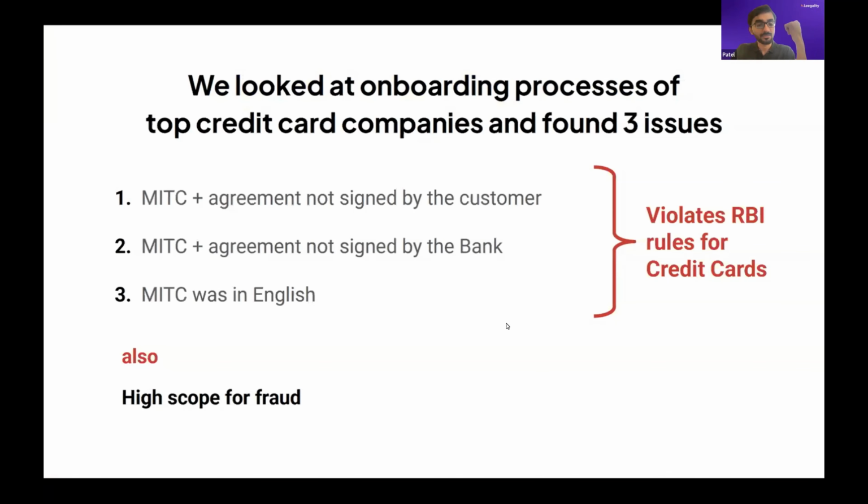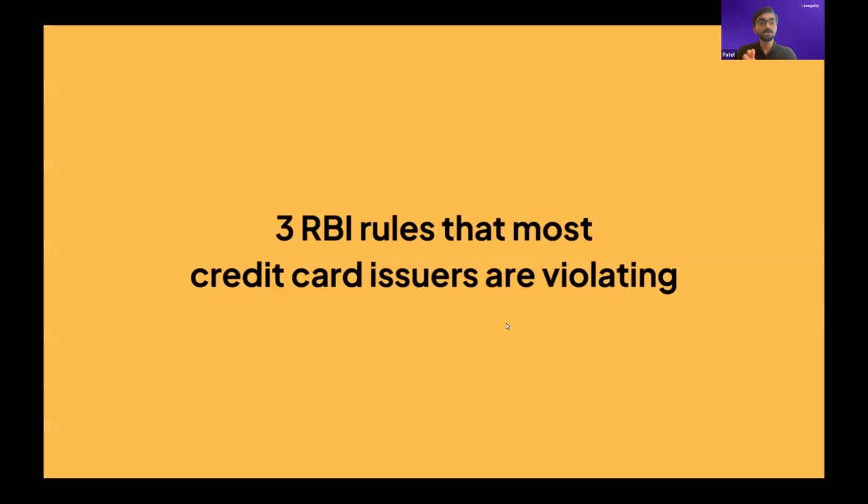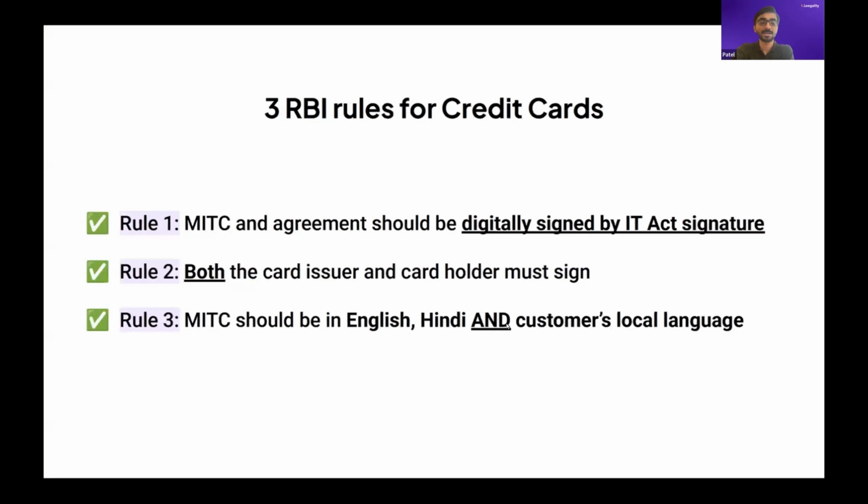What are the 3 violations? One, the card issuer does not digitally sign. Two, the card holder does not digitally sign. Three, the docket is completely in English. And a fourth one: these 3 are direct violations of the rules we're going to talk about today, but the fourth thing is that this process itself has a high scope for fraud. We'll cover this at the end briefly. First, let's dive into the 3 rules I mentioned, because I told you that those were violations. Why exactly? Let's cover the 3 rules.